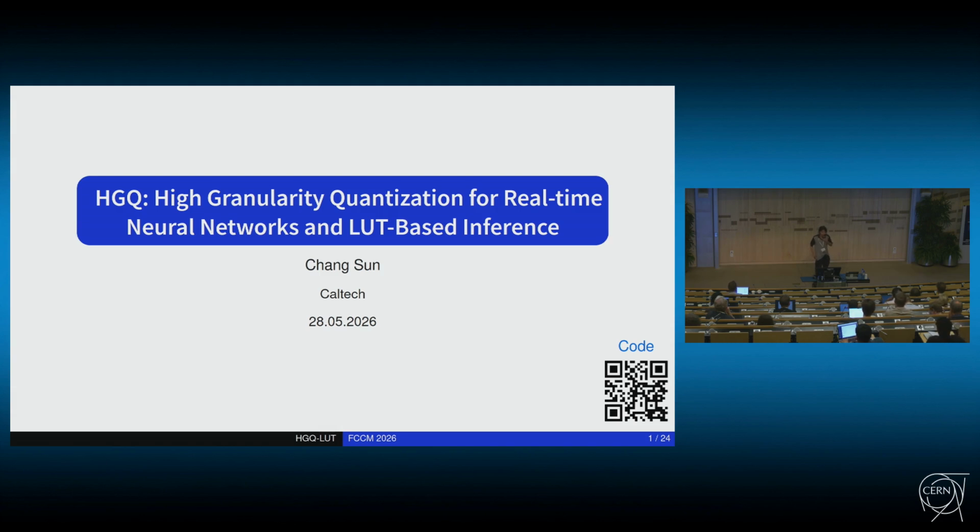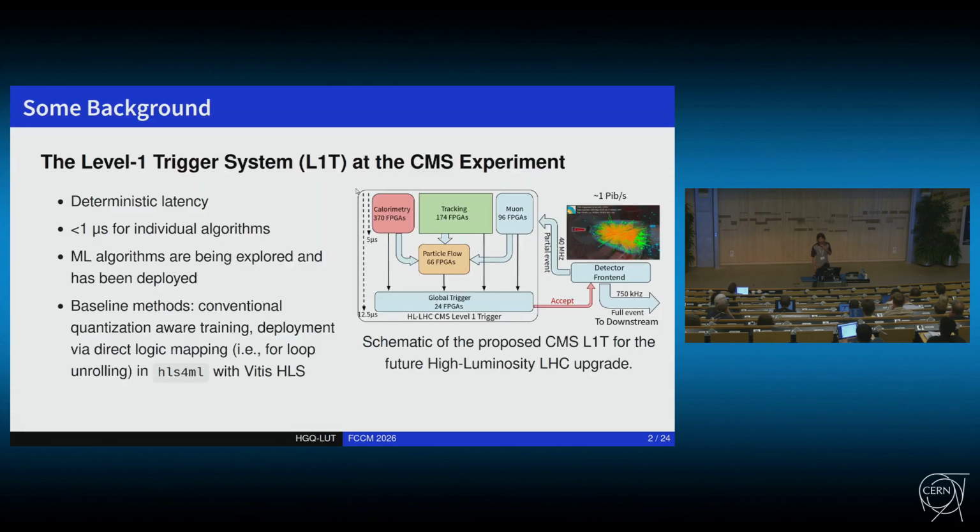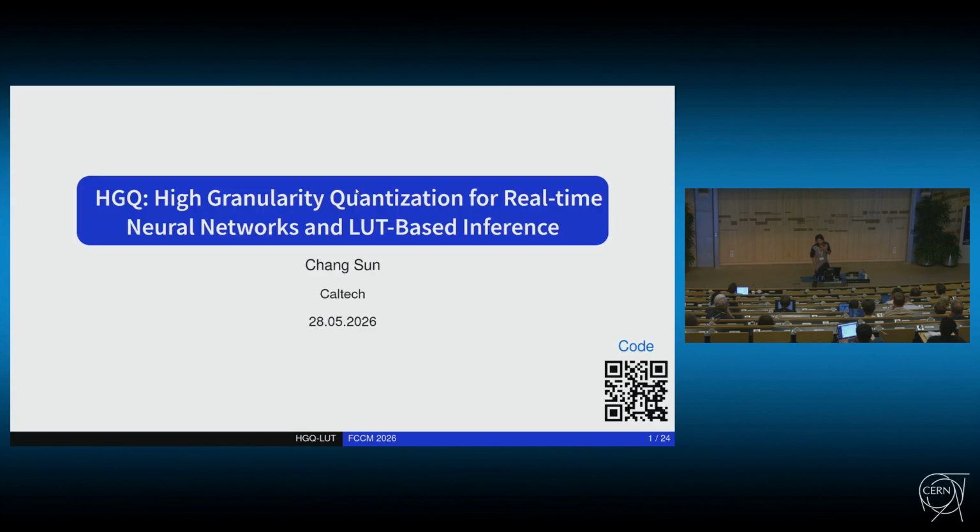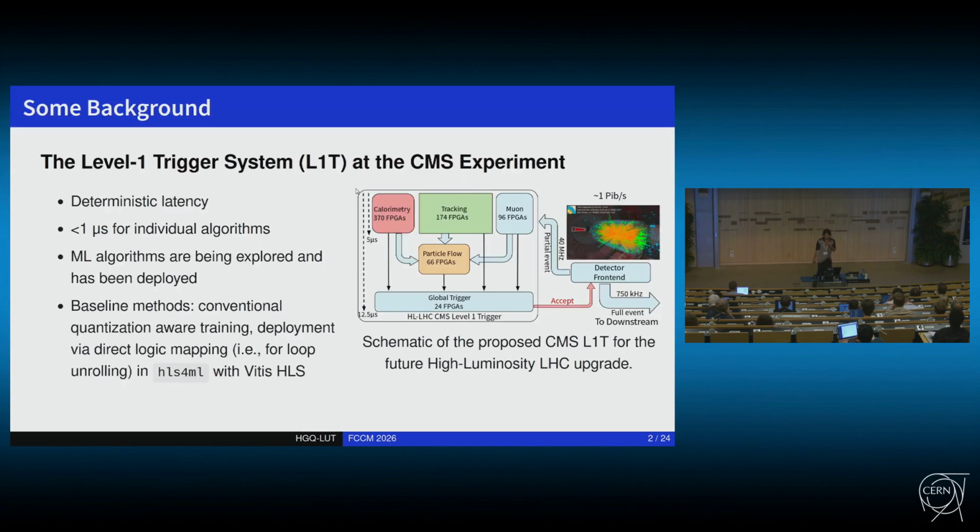Okay, I will talk about high granularity quantization for deploying neural networks on FPGAs for fast inference, mainly for the level 1 triggers. But hopefully we can find some other applications. The code is here. If you are interested, you can scan the code, and it's also a hyperlink you can click if you download the PDF. So some background I will go through very fast here. We are a bit late, I think.